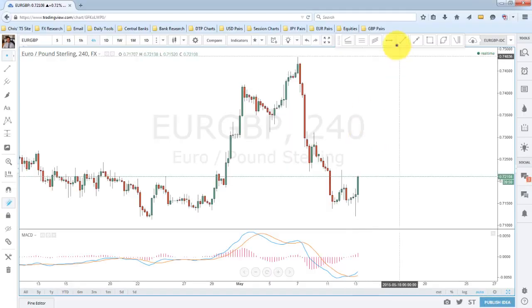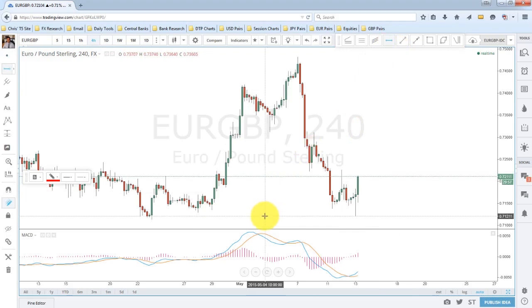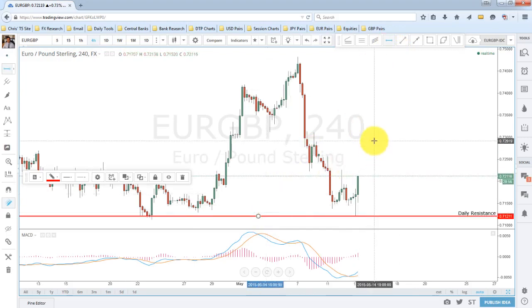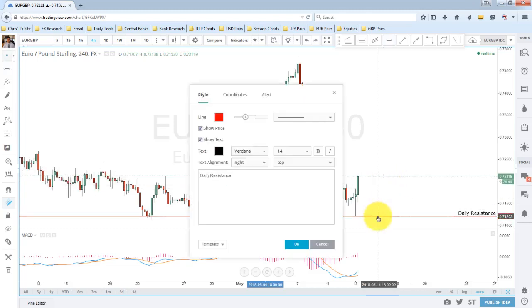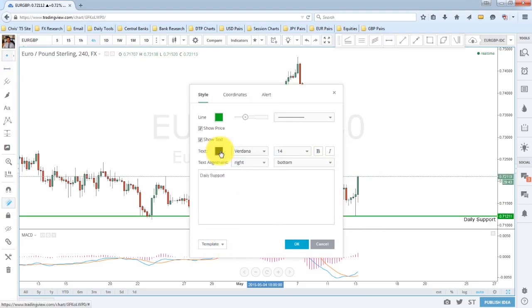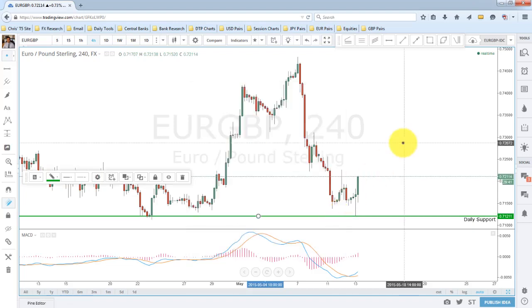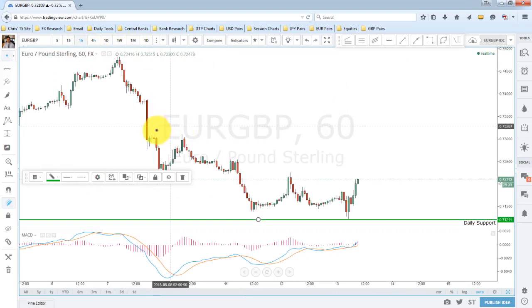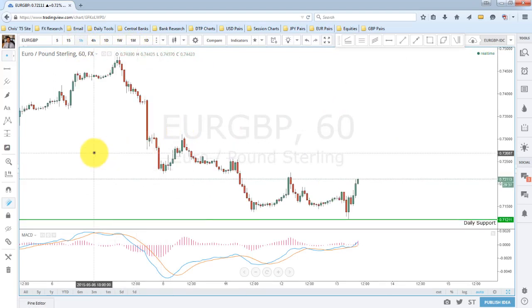Here on the euro pound, you can see we have price testing a low area. Okay, so we have a level of support here. And I should change this to say support. And we're getting a reaction now, so we'll just put daily support there. Now we're going to go down to our hourly chart.